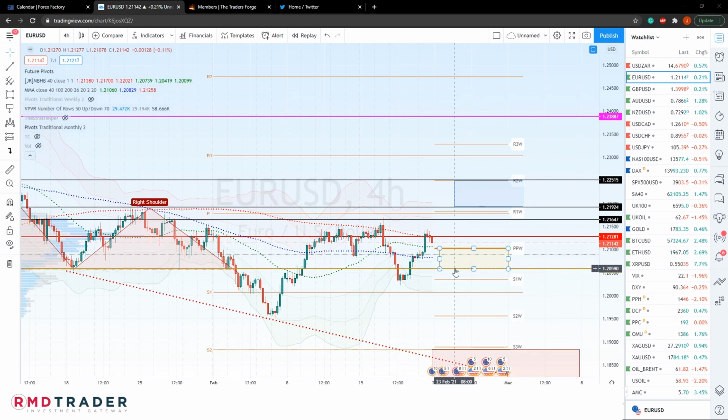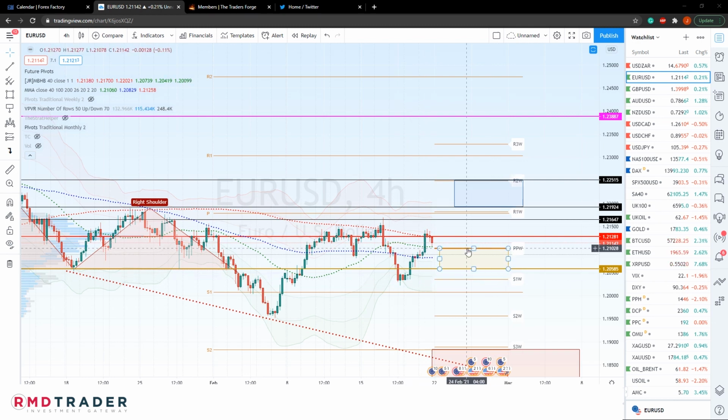For that, of course, to happen, we do need a close below that neckline level, and as we can see, we do have some slight support just below it at 1.203, which is also the previous swing low from last week. So just keep an eye on that level for price action.